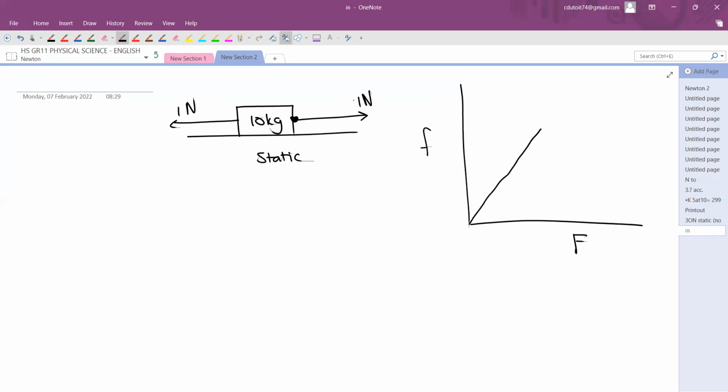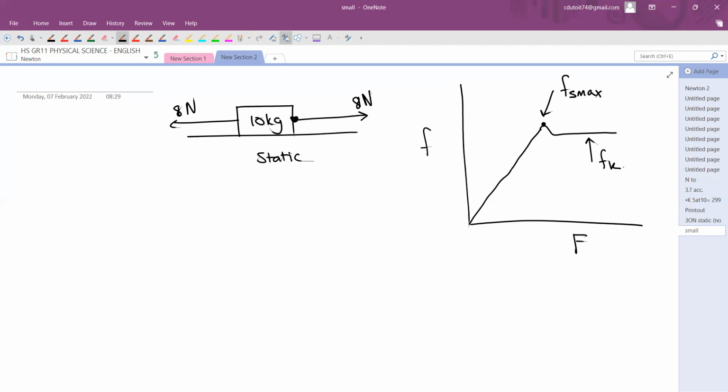So the frictional force will grow as you apply more. Now I'm going to apply 8 newtons, then the frictional force will also be 8 newtons. So the frictional force and the force applied are directly proportional to one another. The more force you apply, the more friction. And then suddenly it will drop, and it will look something like that. This part here is what is called Fs max, the maximum static friction. And after that, this will be your kinetic friction.